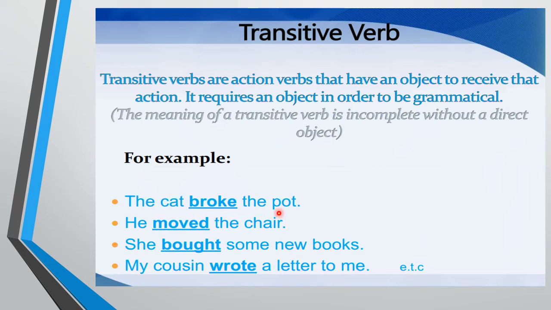The cat broke the pot. Like after broke, we have used the pot. So this pot is basically receiving this action. Without pot, broke is incomplete. He moved the chair. Moved is verb, transitive verb, and the chair is object here. She bought some new books. Bought is a transitive verb as she bought some new books. Without these new books, bought is incomplete. My cousin wrote a letter to me. So here, writing shows that there is a letter to write.